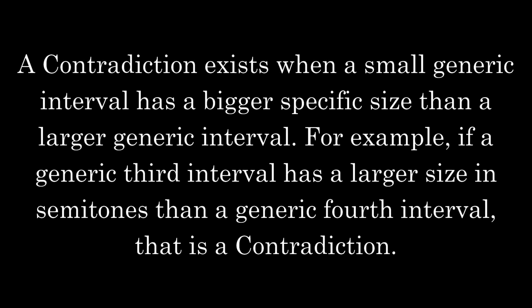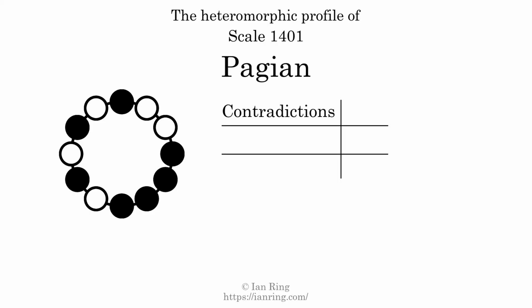A contradiction exists when a small generic interval has a bigger specific size than a larger generic interval. For example, if a generic third interval has a larger size in semitones than a generic fourth interval, that is a contradiction. The number of contradictions in this scale is 19.